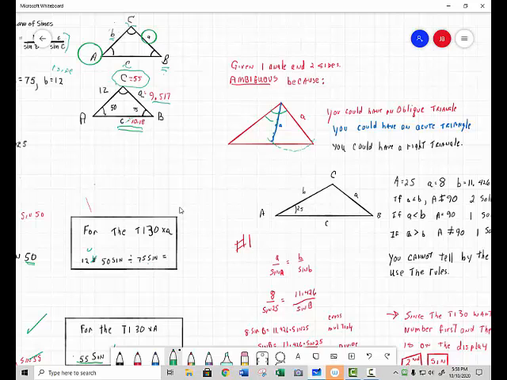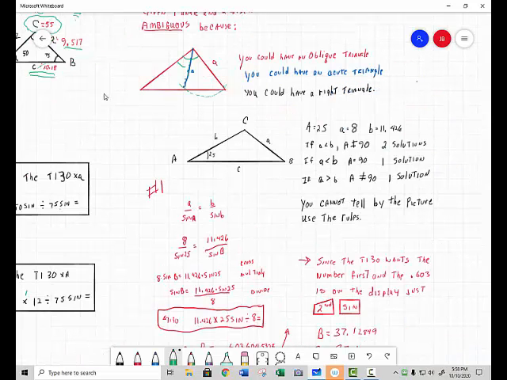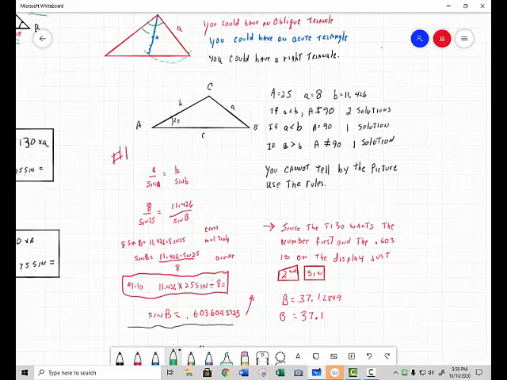So our example here for the first thing that we're going to do is look at angle A is 25, side A is 8, and side B is 11.426. So that's what I've got right here. I know that this is 25. I know that this is 8. And you can't tell by the picture what you've got.